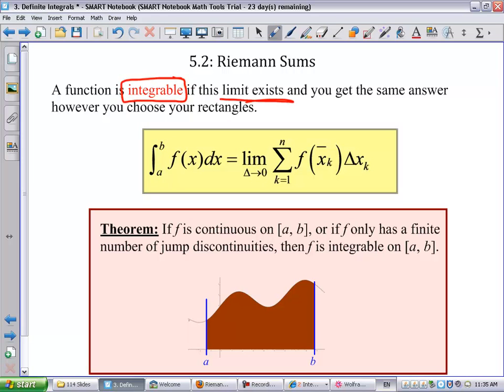And no matter how you choose the rectangles, so if you do right, you do left, you do midpoint, you do completely random stuff, you always get the same answer, right? Because that's what would make sense. You should always get the area under the curve. You should always get the same thing. Although there are some really weird functions out there, if you try really hard, where this isn't actually true.